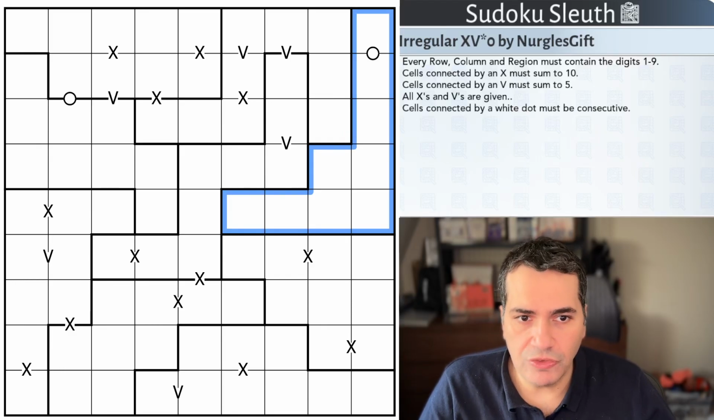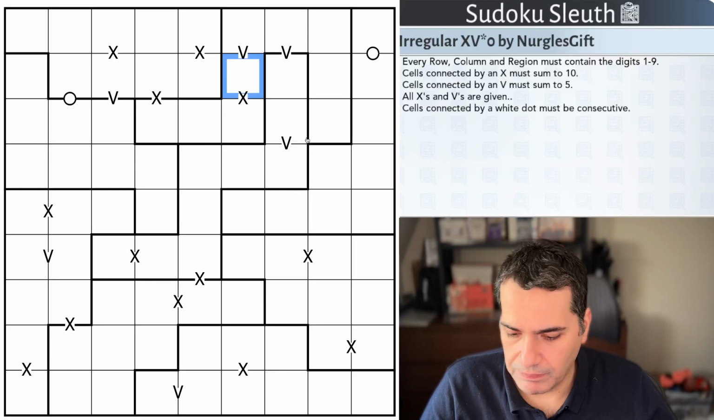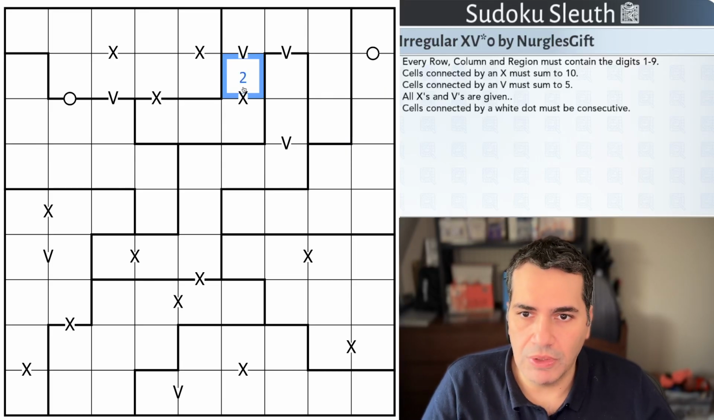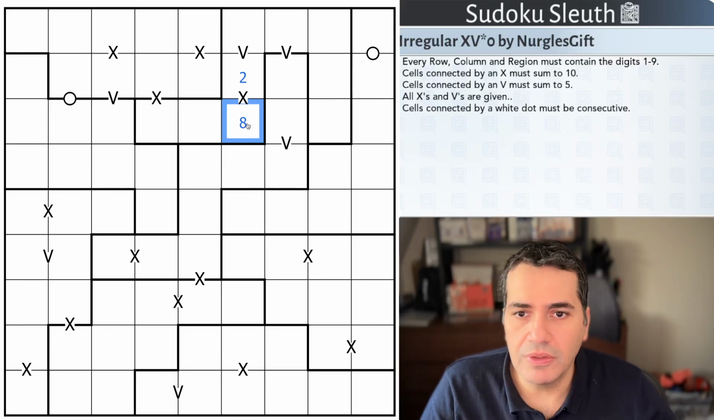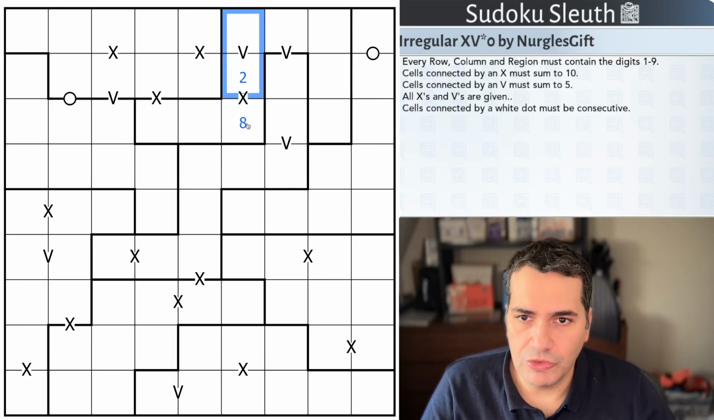Cells connected by an X must sum up to 10, and cells connected by a V must sum up to 5, and all X's and V's are given. So if this cell is a 2, to make sure these two cells connected by an X sum up to 10, this would have to be an 8. This cell here, which is connected by a V to the 2, would have to be a 3, to make sure these two cells add up to 5.